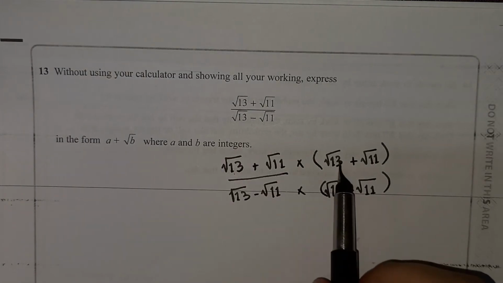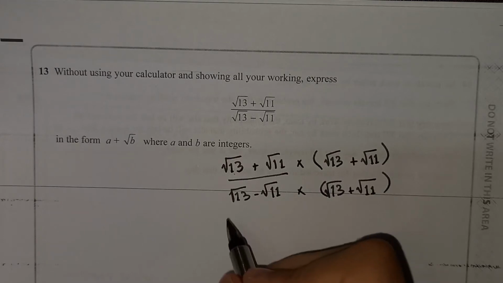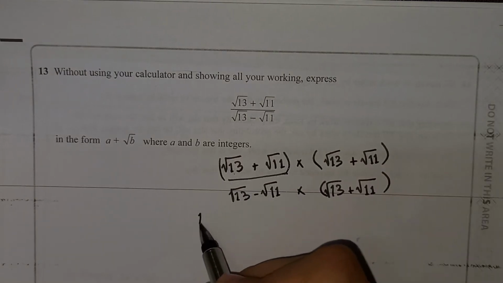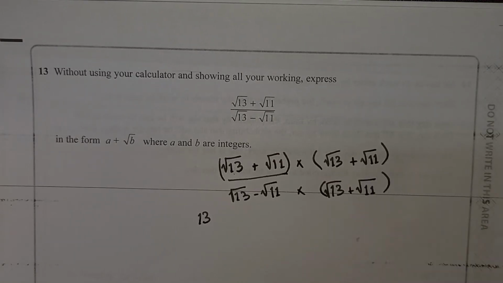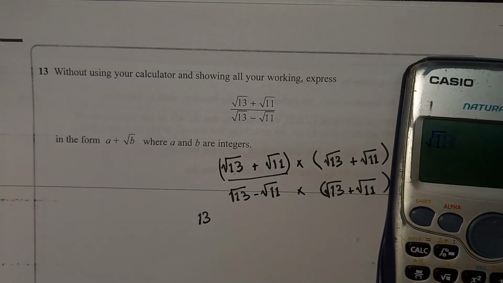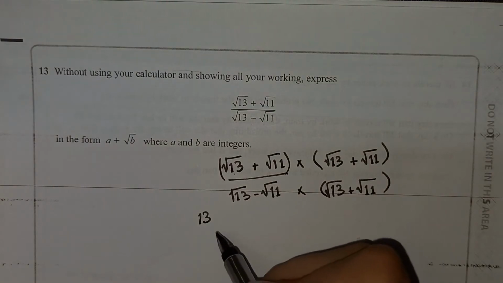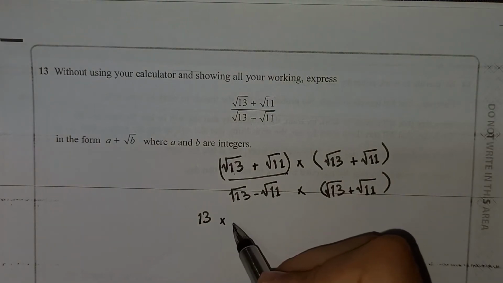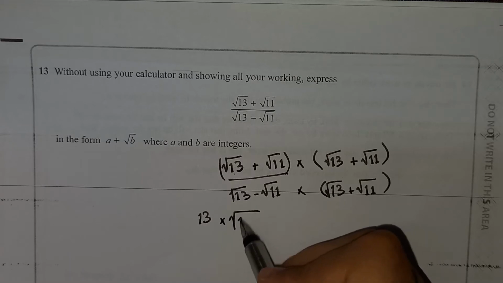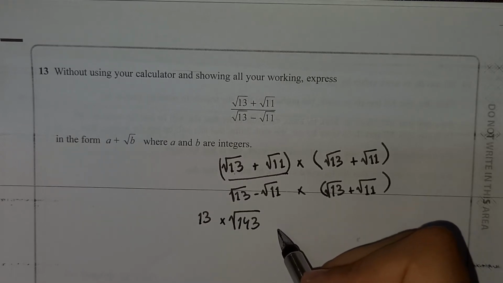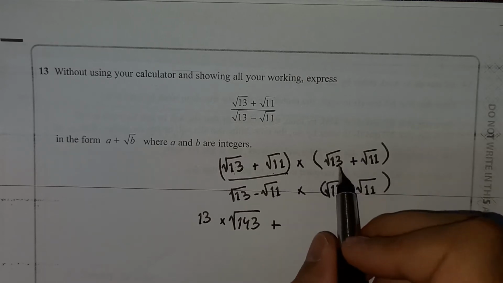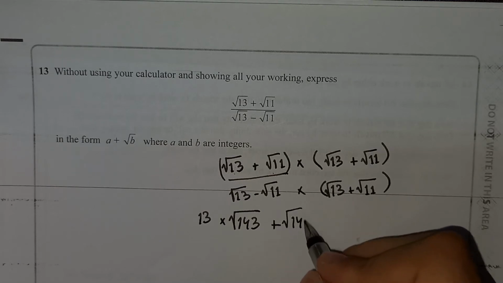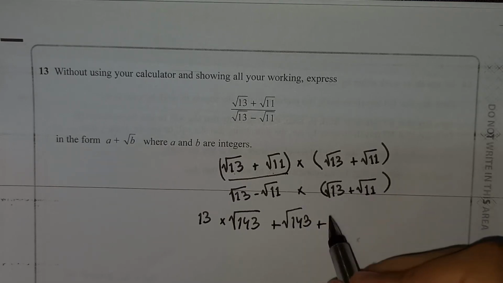If you multiply 13 by 13, the under root cuts and we get a 13. If you multiply 13 with 11, for this you can use your calculator if you can't do it otherwise. Plus, if under root 11 is multiplied by under root 13, again it is the same thing, plus under root 11 multiplied by under root 11 gives us 11.